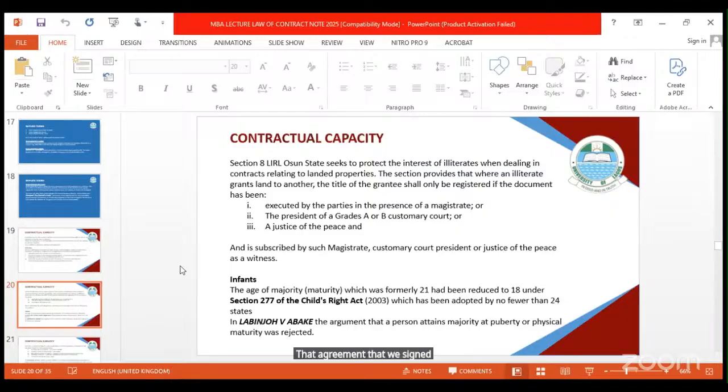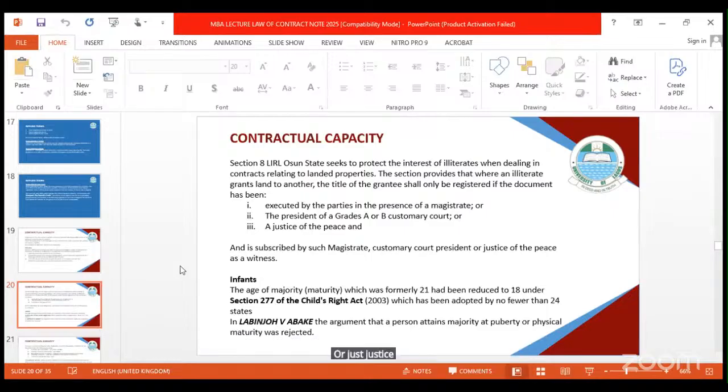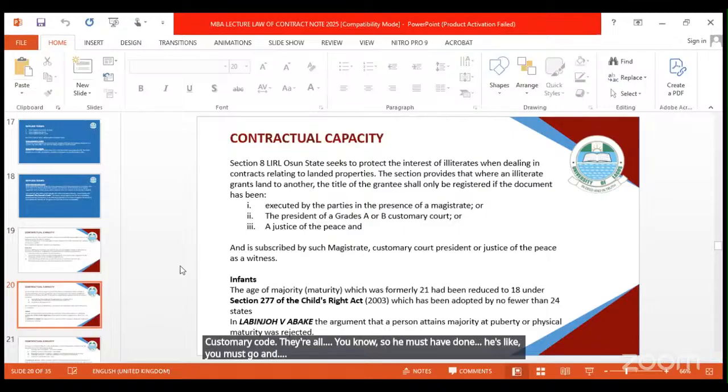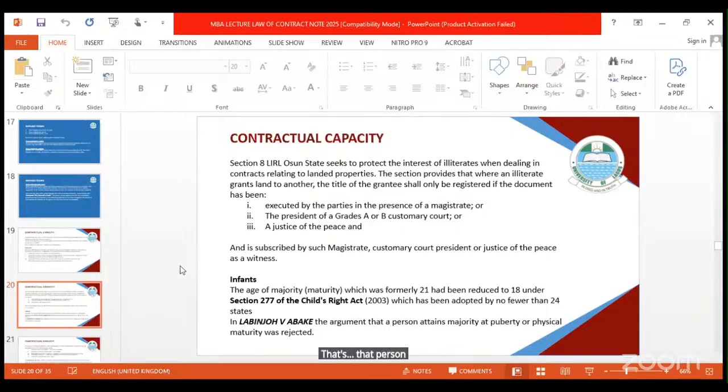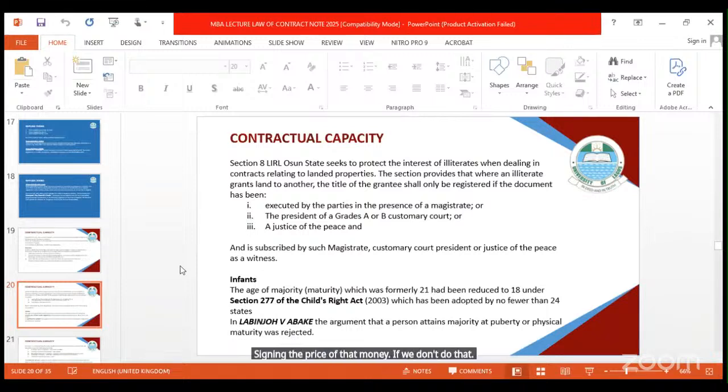is done in the presence of a magistrate, judge, or president of a grade 1, grade A or grade B customary court, or a justice of the peace. So these are all staff of the court. It must be done. You must take that illiterate person before a magistrate court judge and sign the price of that money. If we don't do that, that agreement cannot be binding.